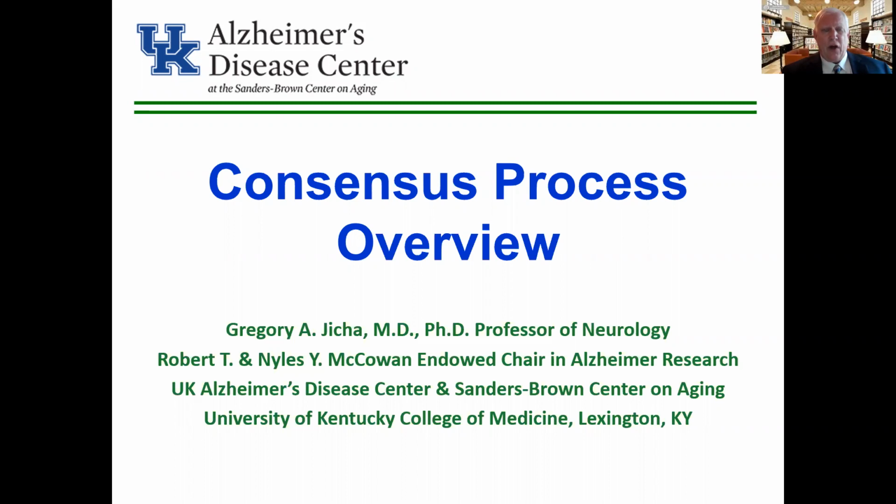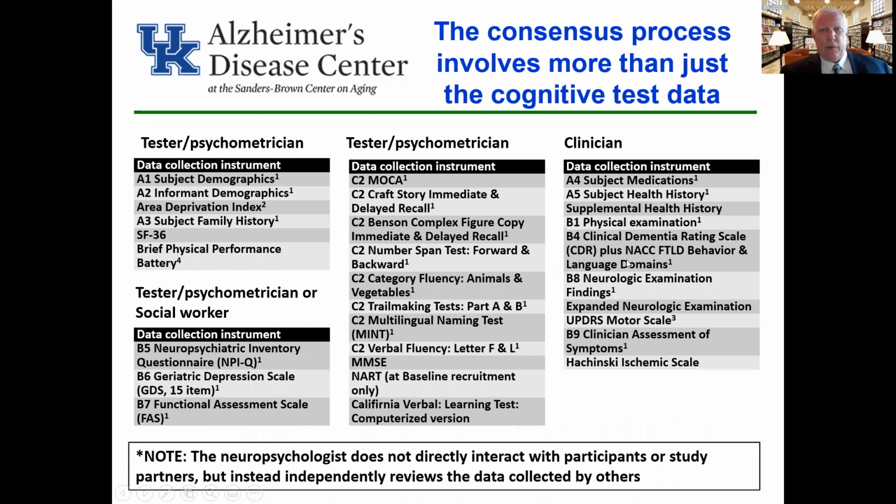I'm here today to talk a little bit about the consensus process that we use when reaching an ultimate diagnosis for our research participants. So the consensus process involves a lot more than just cognitive test data. This is a very busy slide, but it really just points out many of the different variables that we're collecting, and they all do come together in the consensus process.